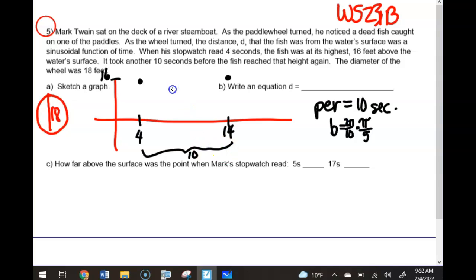Okay. Now what? We got to figure out how low this goes. Okay, if the diameter of the wheel's 18, so if a point up here is 16 feet above the water, doesn't the point at the bottom have to be 18 feet down from that? What is 18 feet down from that? 16 minus 18 makes this minimum at -2, which makes sense. Doesn't the paddle have to go into the water to move the boat, right? All right. Now what?